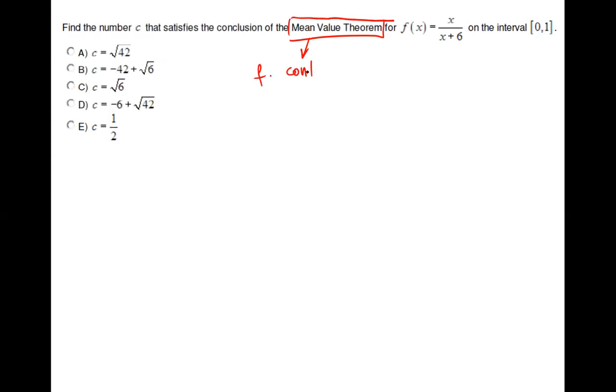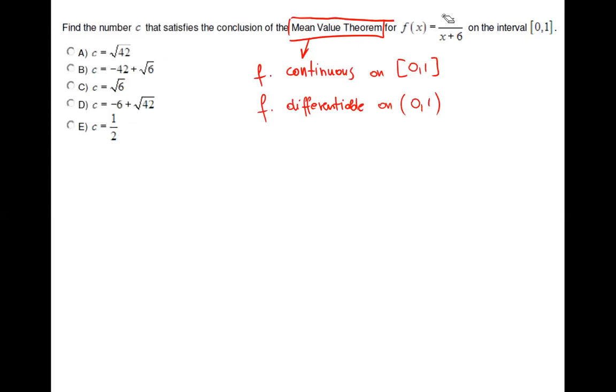Function continuous and differentiable on the given interval from 0 to 1, and we're not including the endpoints for the derivatives because we know the derivative doesn't exist there. Okay, that means just remember this condition, continuous and differentiable. And this function definitely is continuous and differentiable.